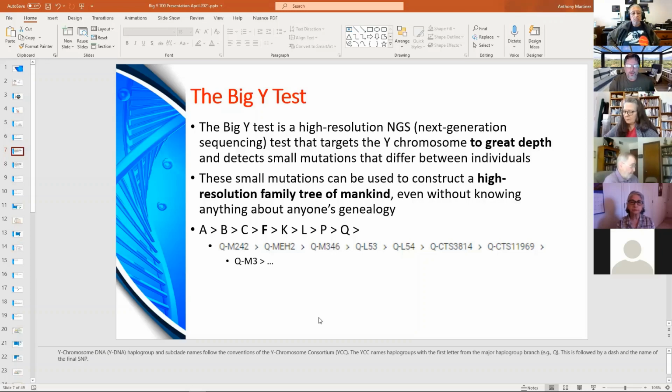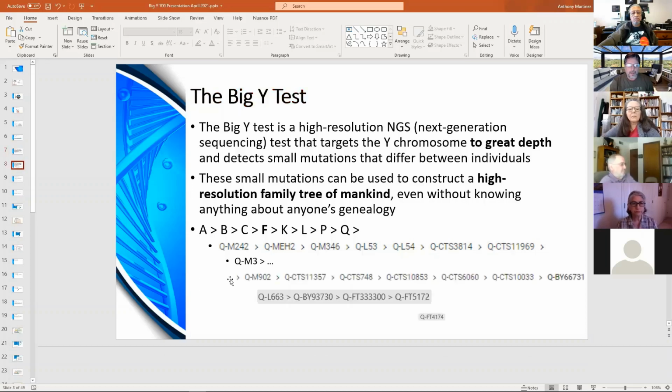These small mutations can be used to construct a high resolution family tree of mankind, even without knowing anything about anyone's genealogy. And so I've already shown you the path. A, and off of A comes B, then C, then F. Remember what I said about F? F is like the parent of almost all the other haplogroups after it. K to L to P to Q, and then Q goes to Q-M3, which is way down here. So even after main haplogroup Q, you still have these major, really ancient haplogroups, right? But then it keeps going.